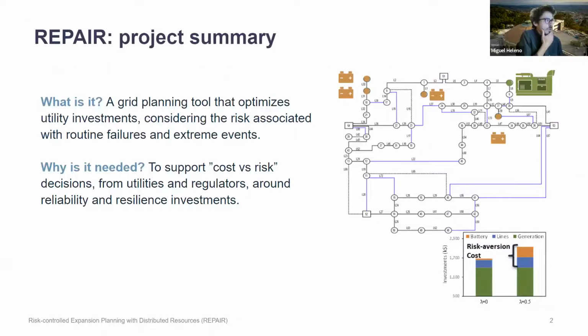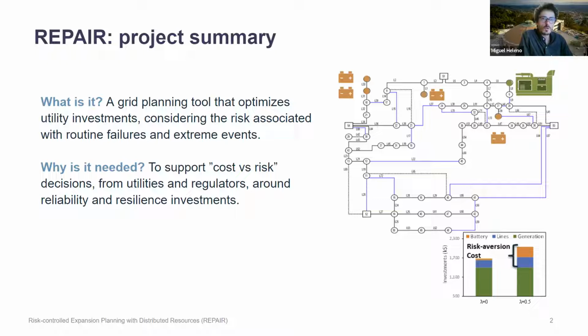So just a quick summary of the project. What is Repair and what was the objective of the project? The objective was to optimize utility investments in power grid assets to accommodate risk considerations regarding high impact, low probability events.